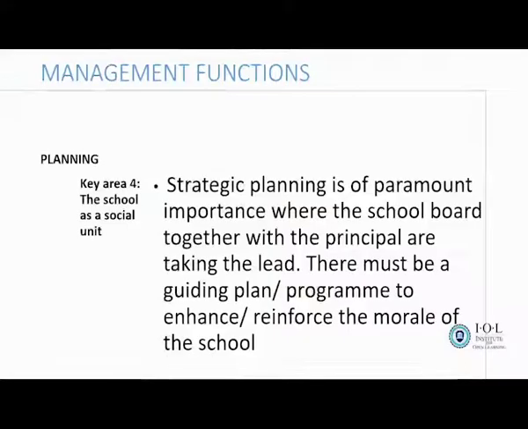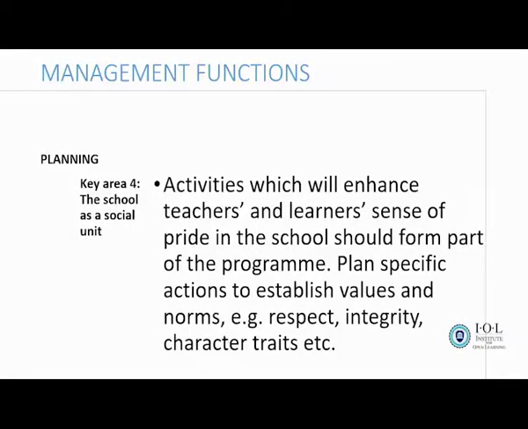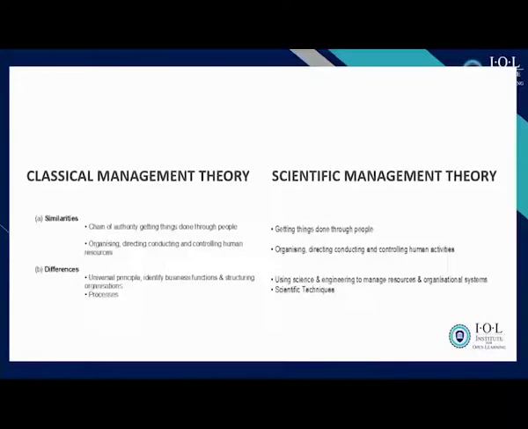Still on that key area, strategic planning is of paramount importance, where the school board, together with the principal, are taking the lead. There must be a guiding plan or program to enhance or reinforce the morale of the school. It's a repeat of that slide. Activities which will enhance teachers' and learners' sense of pride in the school should form part of the program. I'm sorry that that slide has repeated itself.